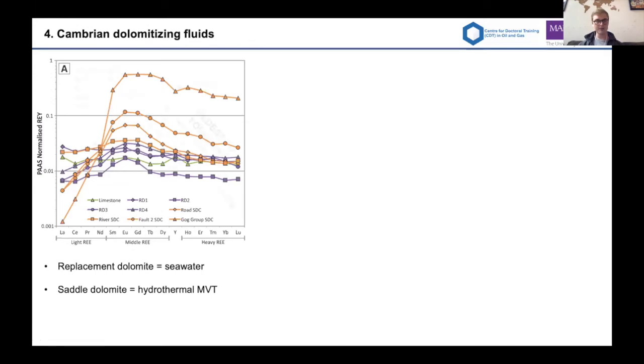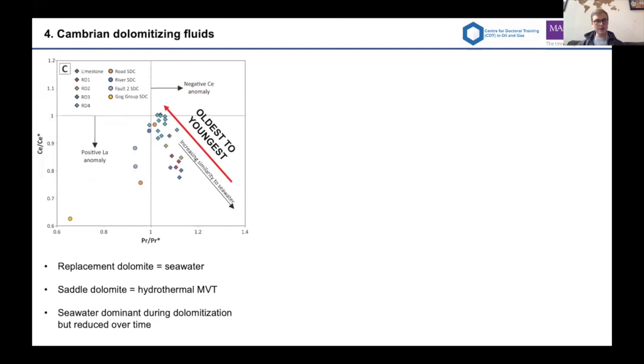And these have actually been documented for hydrothermal dolomites in various MVT districts, including the Viburnum Trend in the US. And then when we plot up the cerium anomalies, essentially this quadrant here represents seawater, and down this corner is most similar to seawater. We see that, as you'd expect, limestone is most similar to seawater, but then we have this progressive backstepping of different replacement dolomite phases. And this would suggest that seawater was dominant during the early replacement dolomitization, but reduced over time.